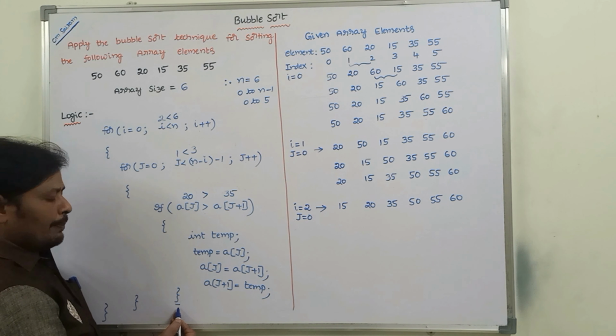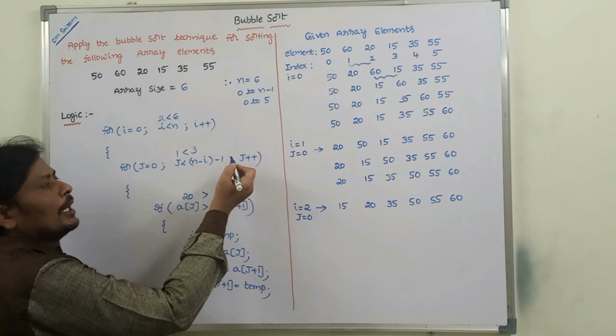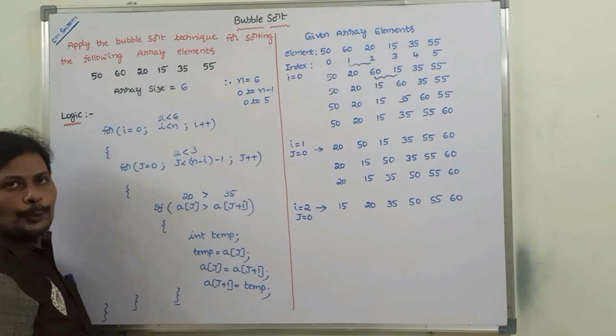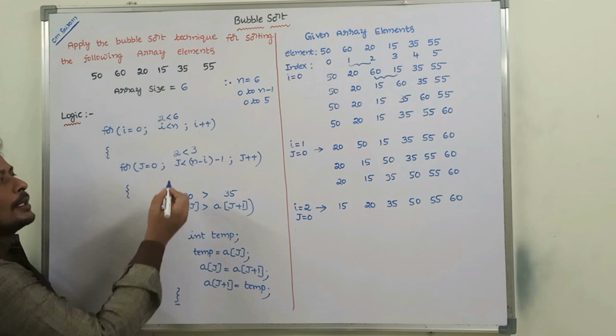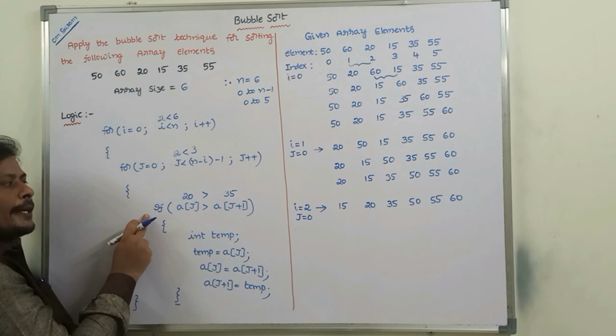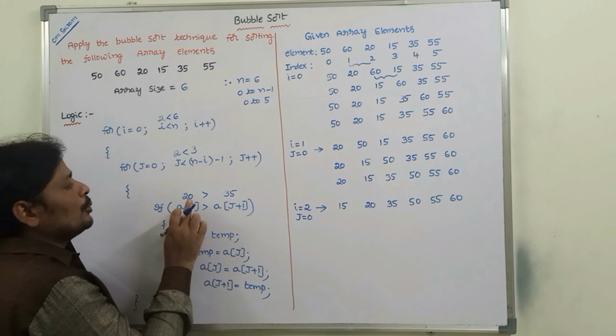Then the control goes to the next statement after the if block. There are no statements there. Again, control goes to the inner for loop. Here j value is incremented. Now j value becomes 2. So 2 less than 3, condition true. Then the control goes to the body of the inner for loop. In that body, if statement is there: if a of j value is 2.